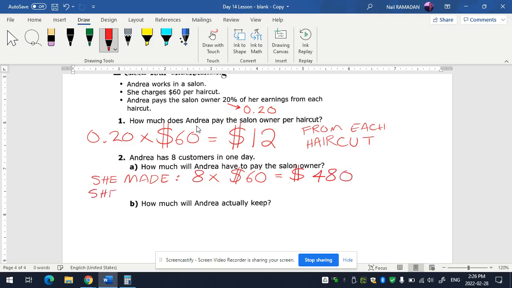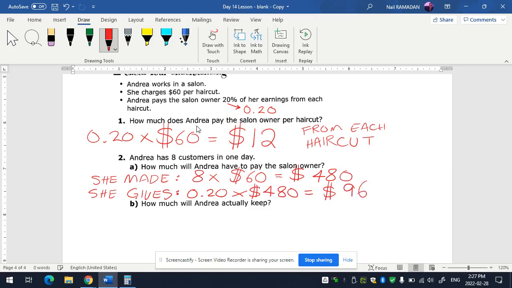She gives 20% of that. So 0.20 times the 480. So how much is 20% of $480? Well, that will be, I think, yep, $96 exactly.